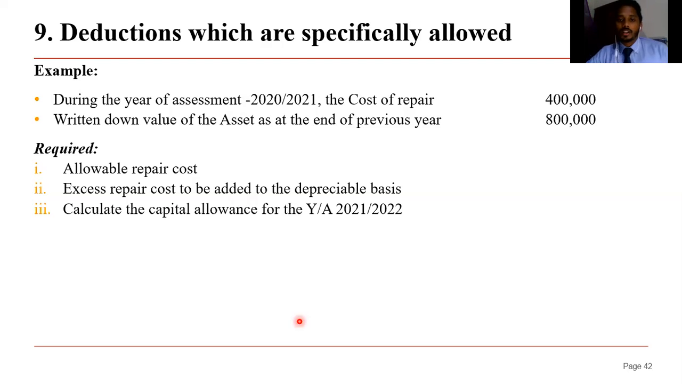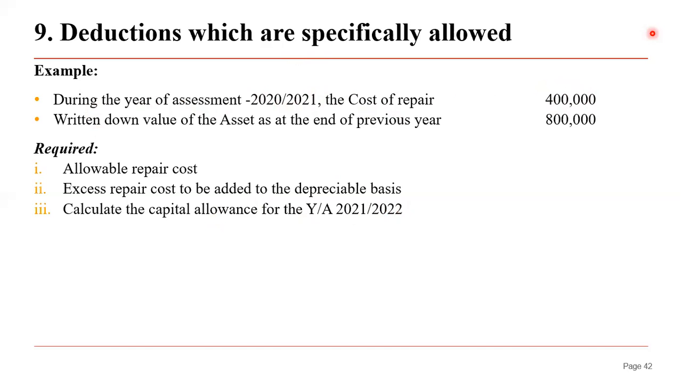Then I'm going to ask you to calculate the allowable repair cost, and then the excess repair cost. What is the excess repair cost to be added to the depreciation basis? And the third one is to calculate the capital allowance for year of assessment 2021-22. The examiner has given that during the year of assessment 2021 the cost of repair is 400,000. Assume that your year of assessment is 2021. Then you cannot claim the entire 400,000 repair cost, right? You cannot claim the entire 400,000 repair cost.